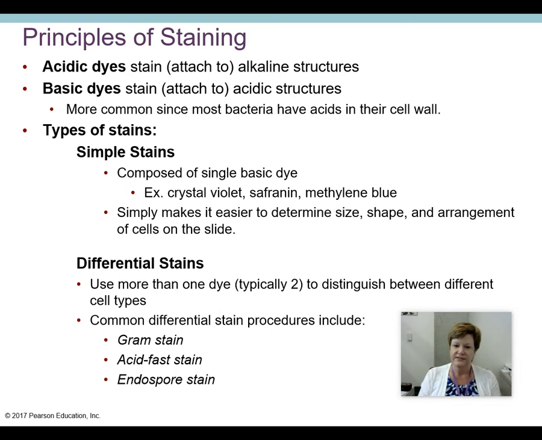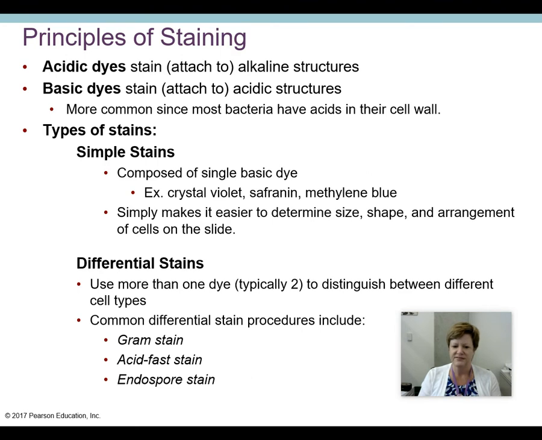Common differential stains are the gram stain. So in a gram stain, you use two stains. You use crystal violet, that will stain the gram positive cells, and you use safranin, that will stain the gram negative cells. But you also have to do a certain destaining. There's a couple other chemicals involved to make that happen.